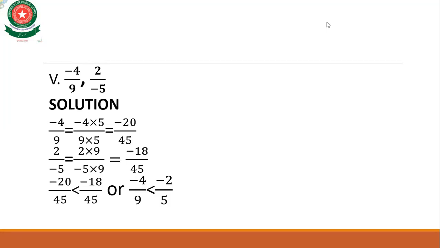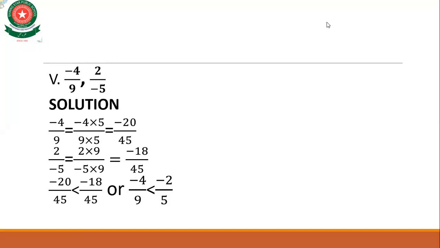Now again we are going to compare both equations, minus 20 by 45 and minus 18 by 45. Here we have the same denominator, 45, in both. Now we have to check whether minus 20 is less than or greater than minus 18.